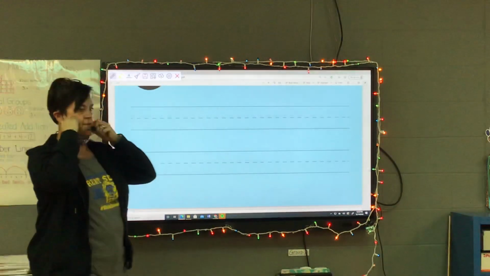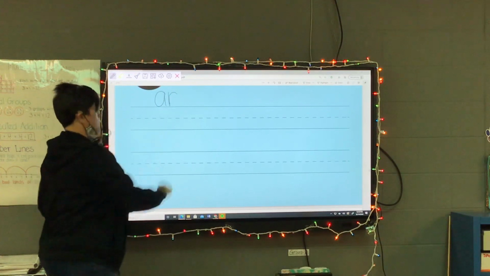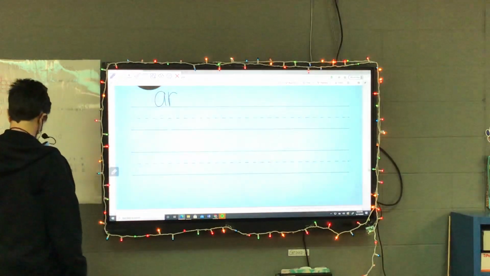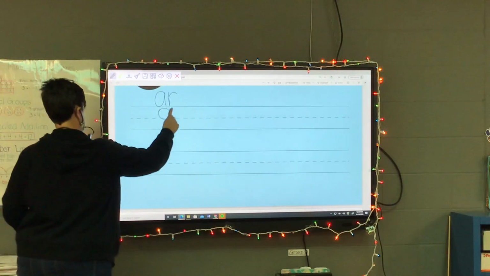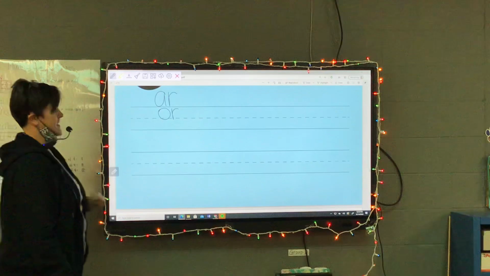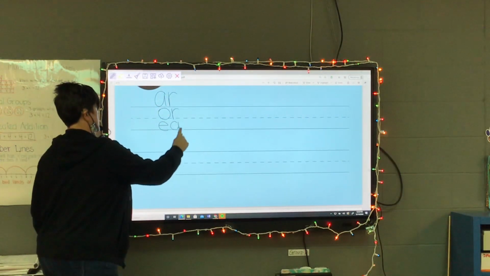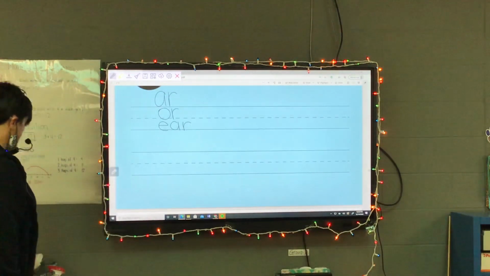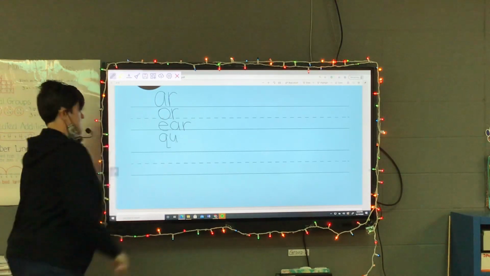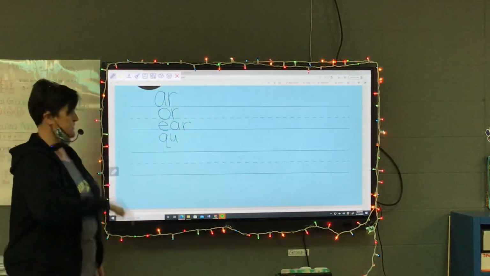Okay, let's go over those. The first sound was r. Not the word R, the sound r. The next sound was or, which also looks like the word or. The next sound is ear, which also looks like the word ear. And then qua. Make sure your Q looks like a Q and not a G.